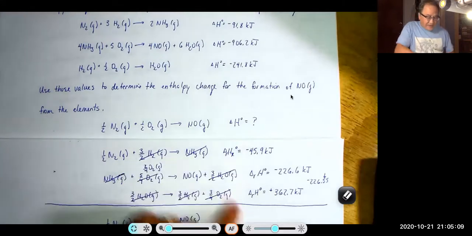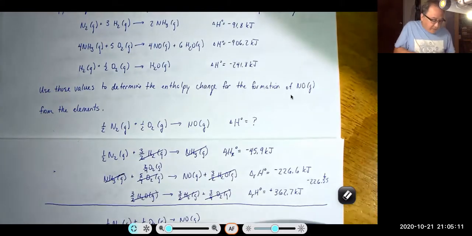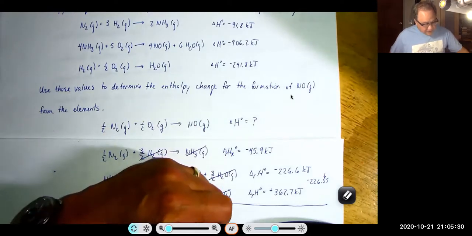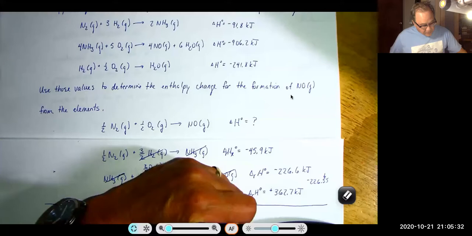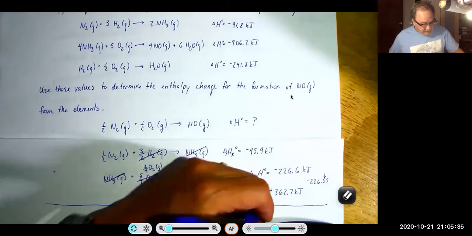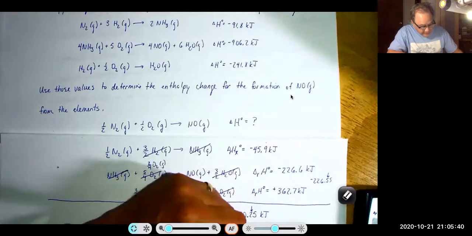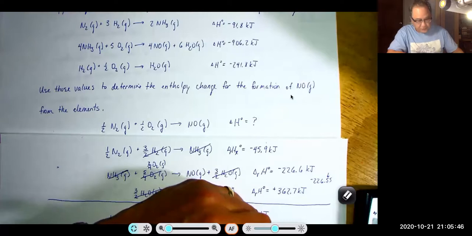And when we add these values together, let's see what we get. So positive 362.7 minus 226.55 and minus 45.9. We add these together and we get that the enthalpy of reaction is equal to 90.25 kilojoules. And here, since this is only good to the 10th, we get the enthalpy of the reaction is 90.3 kilojoules.